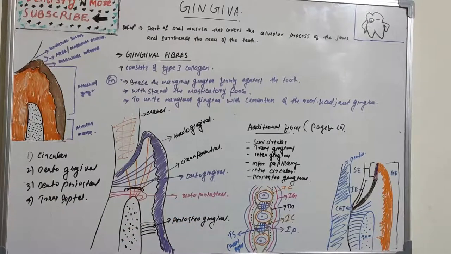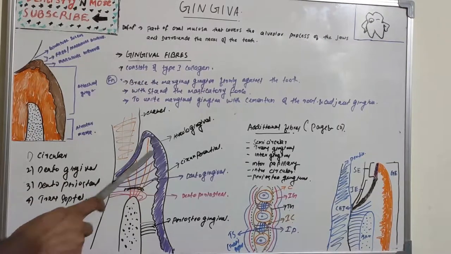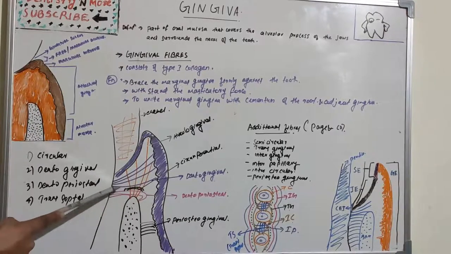Now we have dentogingival fibers, which are embedded in the cementum of the supraalveolar portion of the root, and project from the cementum in a fan-like configuration out to the free gingival tissue of the facial, lingual, and interproximal surfaces. So you can easily understand this. It starts from the cementum and fans out to the free gingival tissue of the facial, lingual, and interproximal surfaces. That is dentogingival fibers.